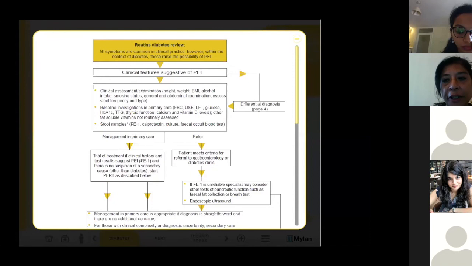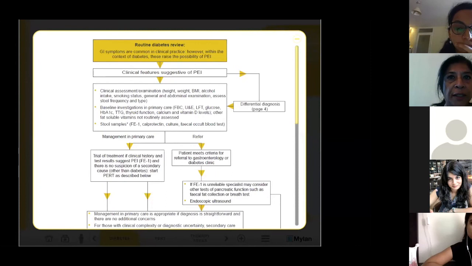Review treatment after 4 to 6 weeks. If symptoms are not controlled, consider increasing the dose of PERT. If symptoms fail to respond to PERT after titration, you must refer these patients to a specialist. The guideline also highlights the importance of the three T's we've talked about today. That's think, test, and treat.